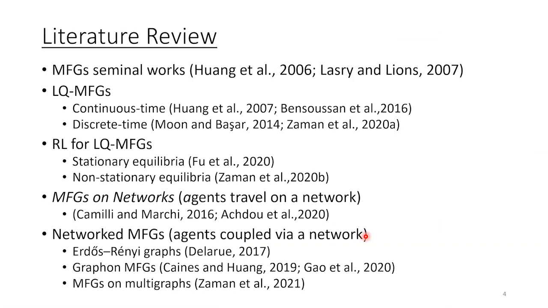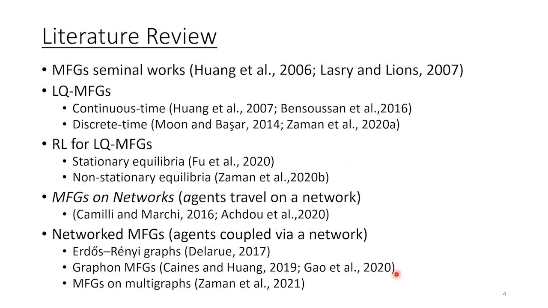This is just a literature review, and I don't want to get bogged down by this, but just a brief note. Mean field games were started concurrently by two groups: by Huang et al. in a university in Canada, and Lasry and Lions in France. Then linear quadratic mean field games were introduced for continuous time and discrete time a little later. Then there were some works on RL for these mean field games, for stationary equilibria and non-stationary equilibria.